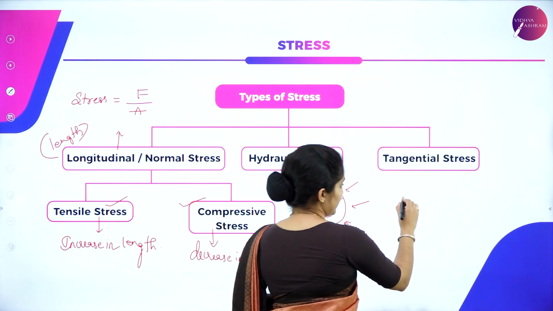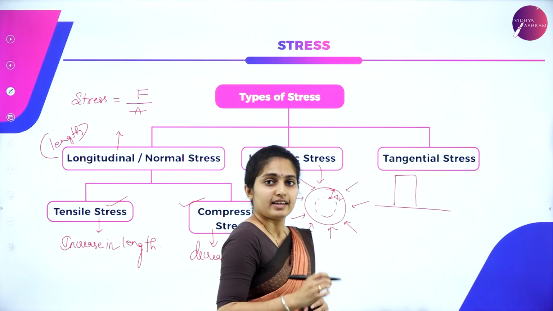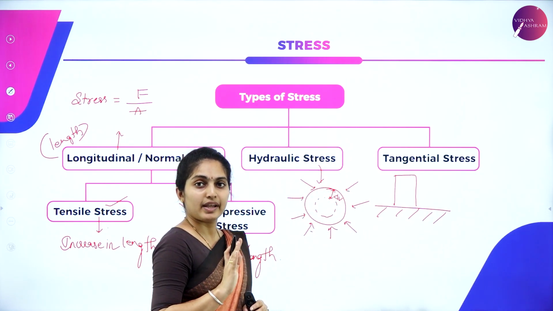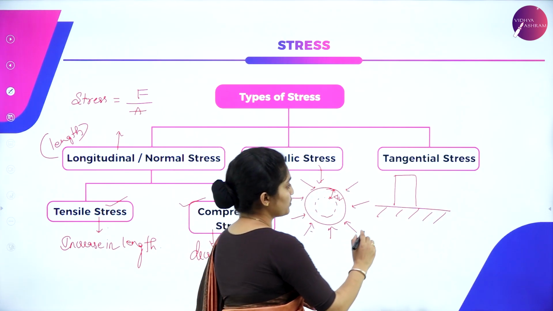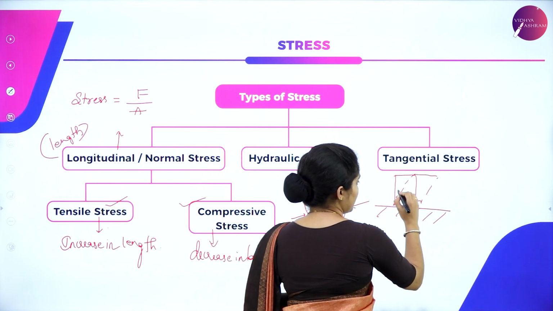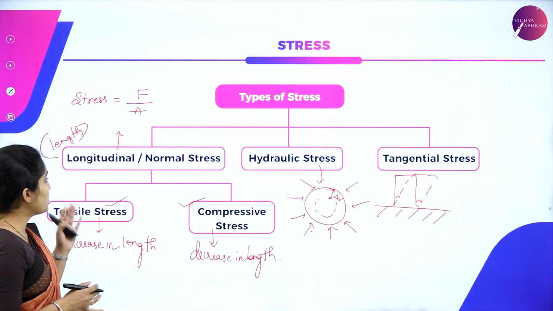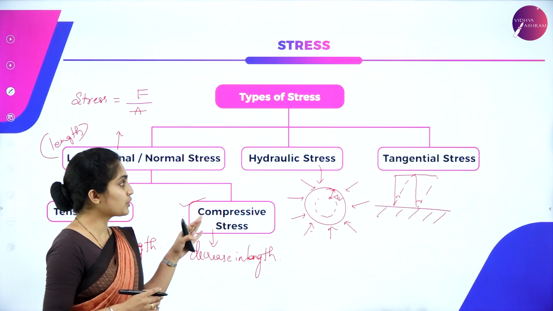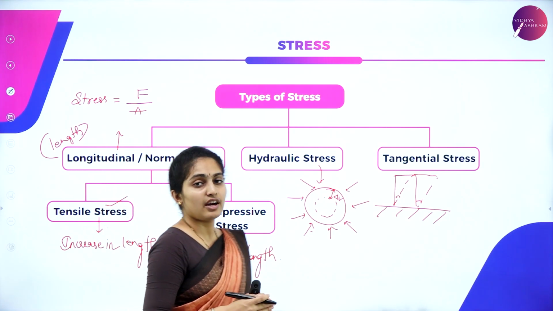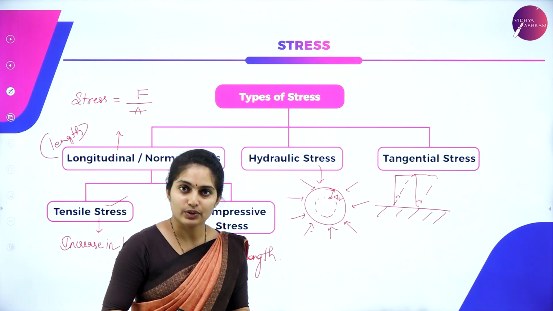Similarly, we have tangential stress. Suppose you have a body like this, fixed to a floor or ground or a table, and we apply a force which is tangential to the object, it bends from the fixed position through a certain angle. Such a concept is called tangential stress. So that is all about longitudinal stress, also called normal stress. Hydraulic stress is also called volume stress, and we have tangential stress. These are the types of stress that we had to study.